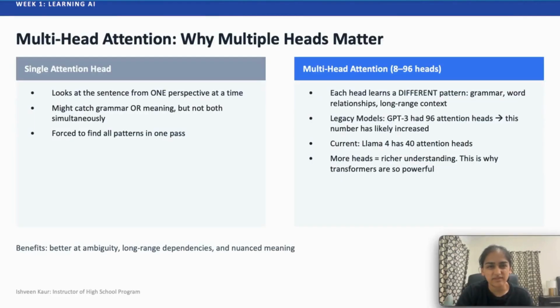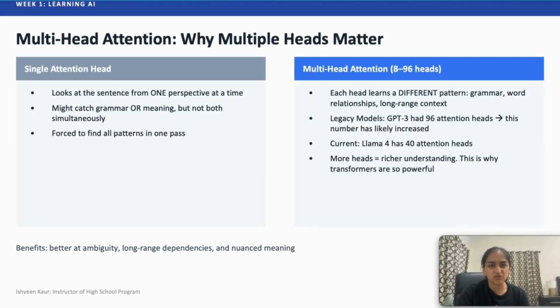The thing about self-attention is that it can be used with multiple attention heads. When you use only one attention head, it has to find all the patterns in one run-through. But the thing about multiple attention heads is that it's able to look at different perspectives. So one head might look at the grammar, and the other one might look at the sentence structure.